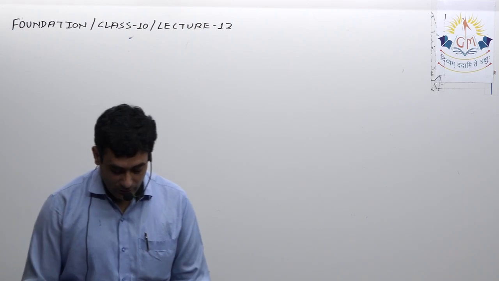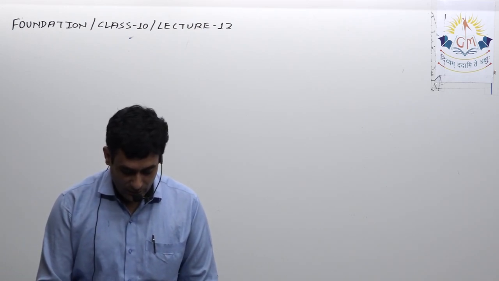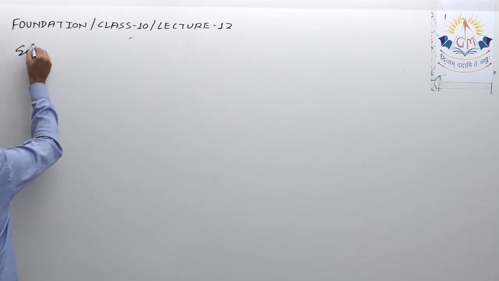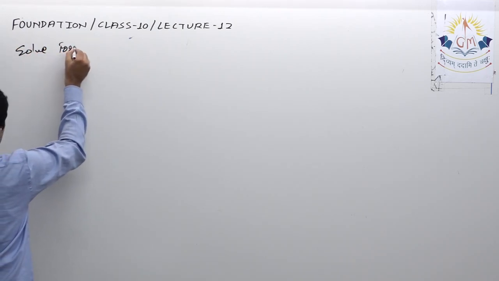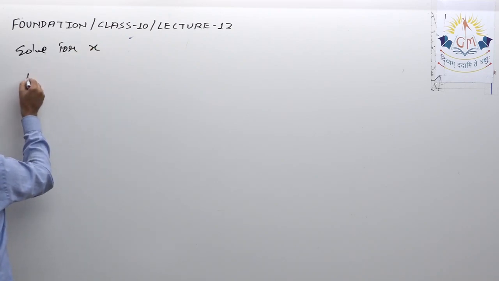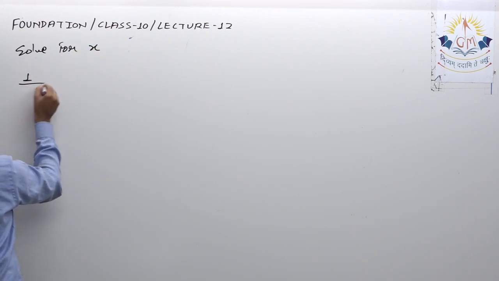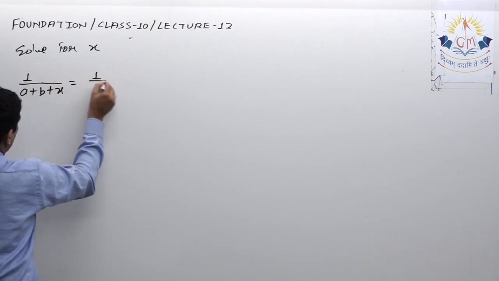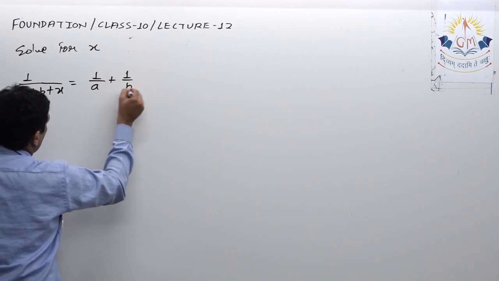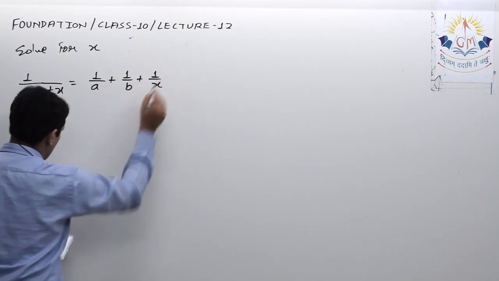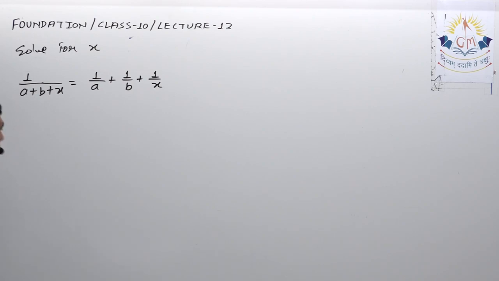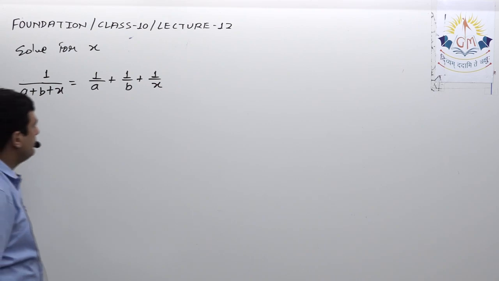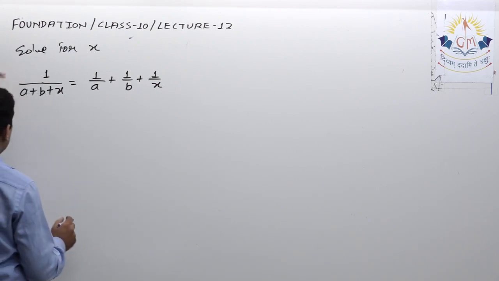So the very first question for this lecture is: find the value of x. Solve for x. The question is 1 upon a plus b plus x is equal to 1 upon a plus 1 upon b plus 1 upon x. From this you have to find the value of x. So let us see how to solve this.